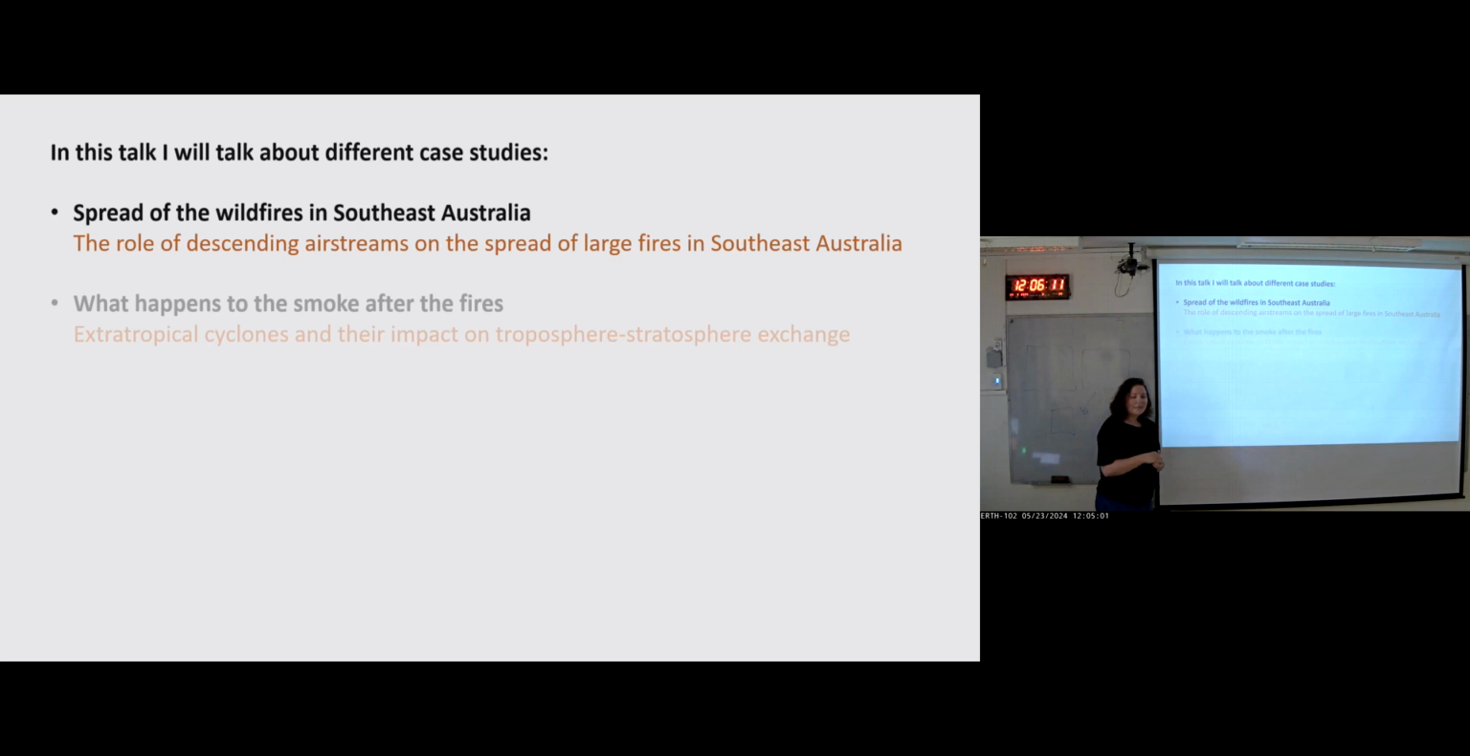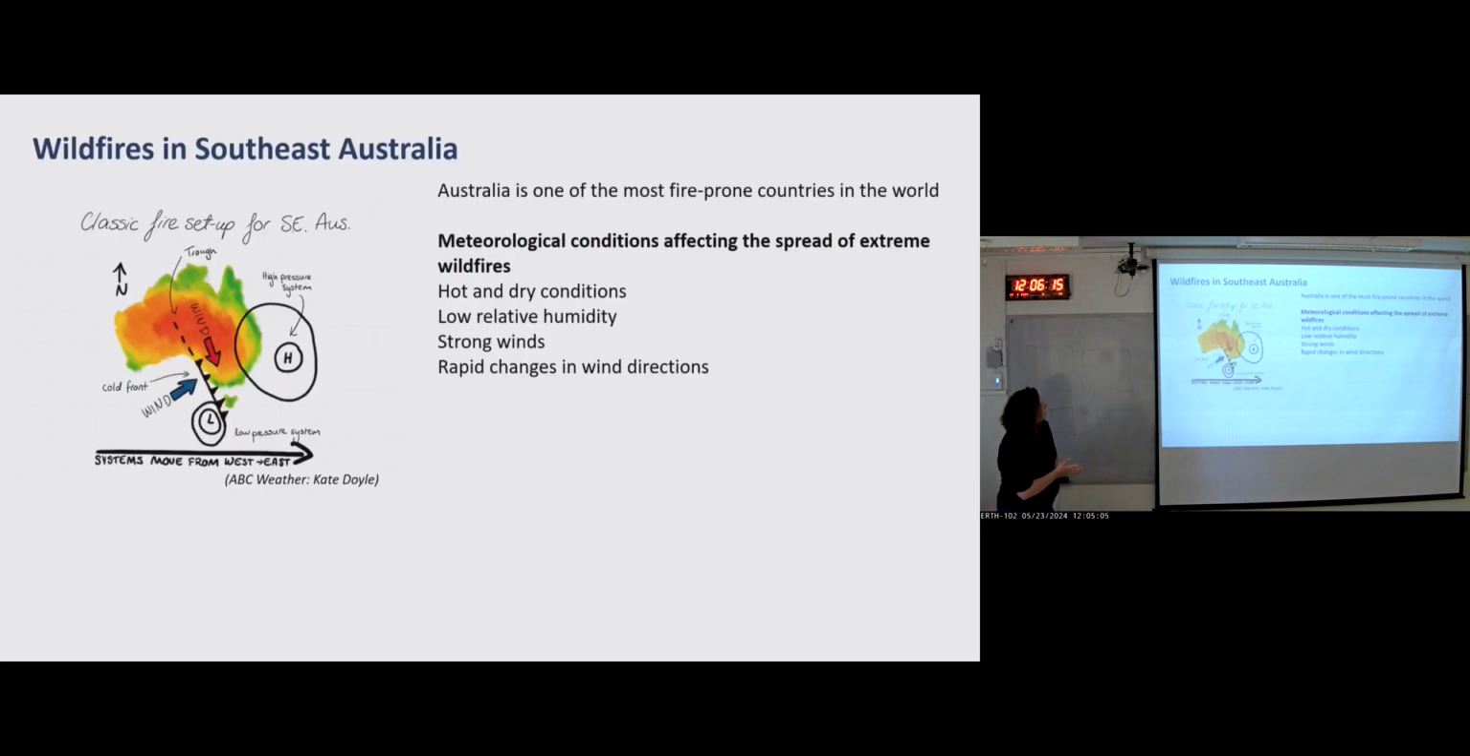and how they relate to the spread of the large wildfires. So just in general, Australia is a very fire-prone area, especially Southeast Australia. If we want to look for extreme wildfires, we will look for hot and dry conditions. We look for really low relative humidity, strong winds, and rapid wind direction changes, which are usually related to the spread of fires. And there really is a very classic fire weather scenario.